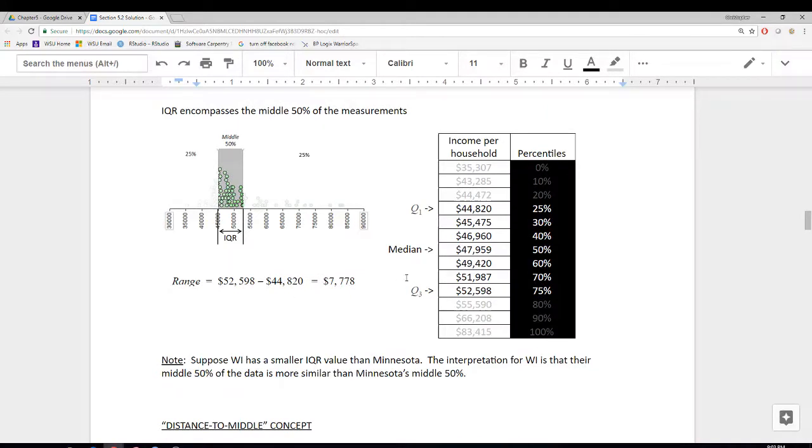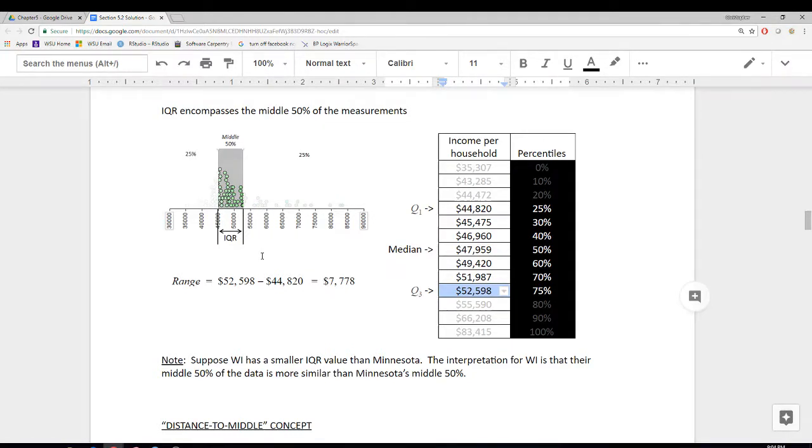So for this particular data set, the 75th percentile, which is called the third quartile, is at 52,500 or so. So 75% of the data sits below that point. And then I also have the first quartile. The first quartile is at 44,820. The first quartile means that 25% of the data sits below that point. And I just compute the range of those two quantities. So I take 52,500, subtract 44,800, and I get about 7,700 or so. Or about 7,800, I guess, if I round correctly.